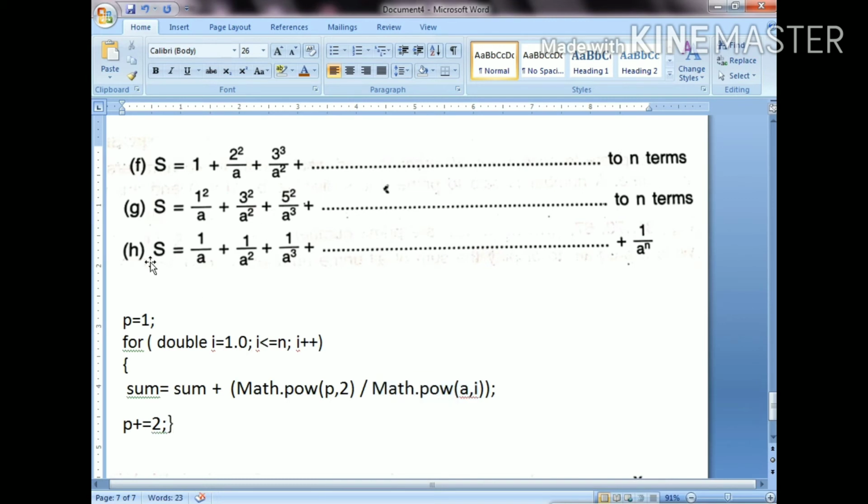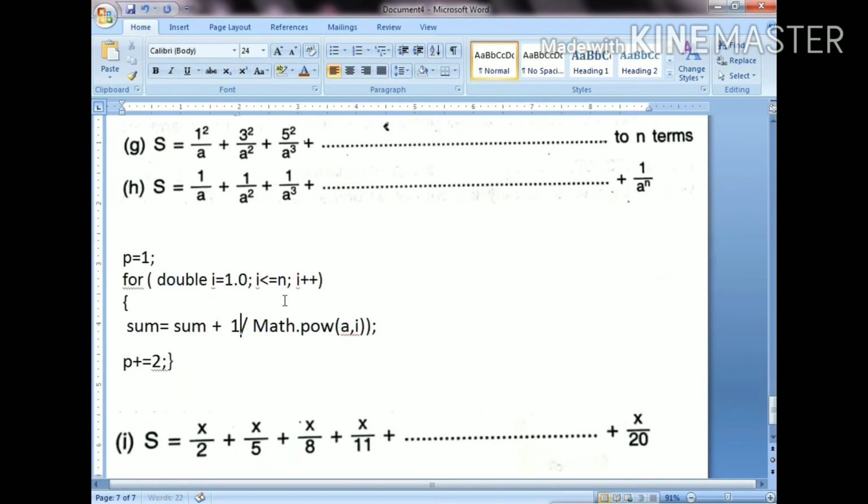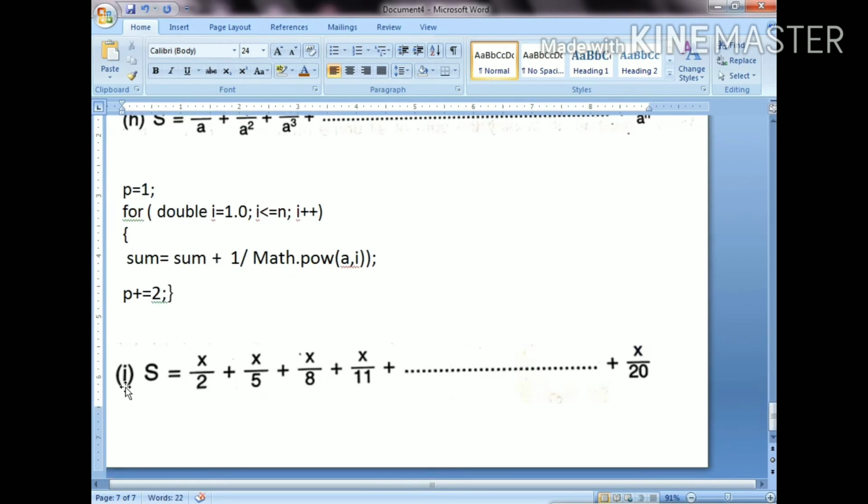Question number H, s equals 1 by. So this part is same, just delete this part and write 1 here. That will be the question number H answer. Here you have to ask two questions like enter the value of a, enter the value of n, all are similar. Now what about question number I? Here you have to ask a single question, enter the value of x. So in that case what you have to write?